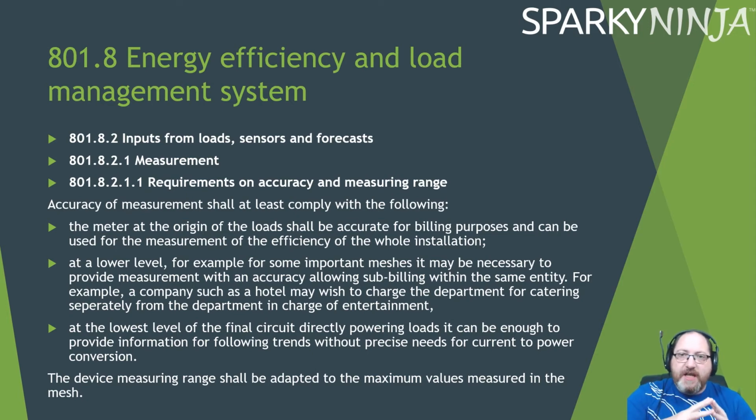Accuracy of measurement shall at least comply with the following. The meter at the origin of the loads will be accurate for billing purposes and can be used for the measurement of the efficiency of the whole installation. At a lower level, for example for some important meshes, it may be necessary to provide measurement with an accuracy allowing sub-billing within the same entity. For example, a company such as a hotel may wish to charge the department for catering separately from the department in charge of entertainment.